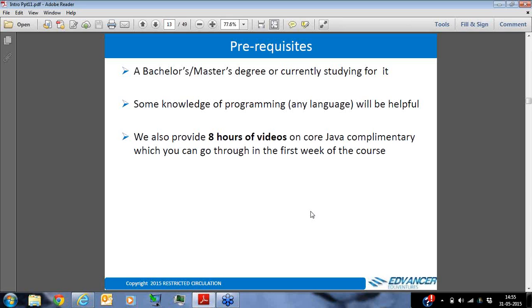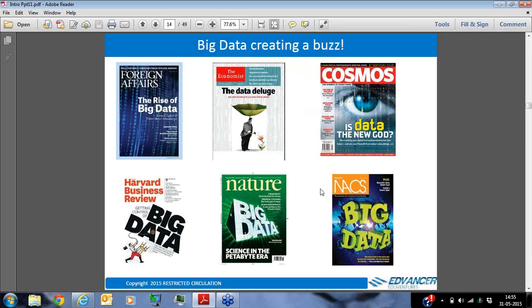So this way we ensure that you are comfortable in terms of getting up to speed with any kind of requirements which the course needs as far as programming in Java is concerned. So as long as you have a programming background, you'll be very, very comfortable doing this course.